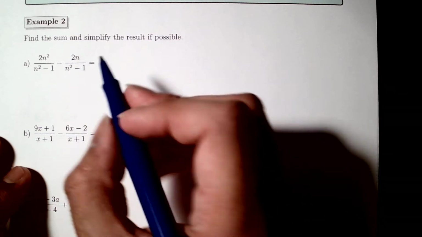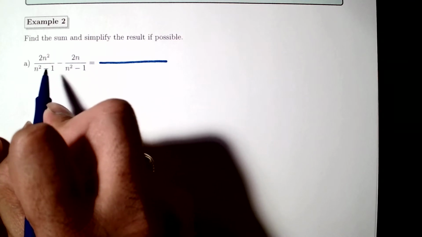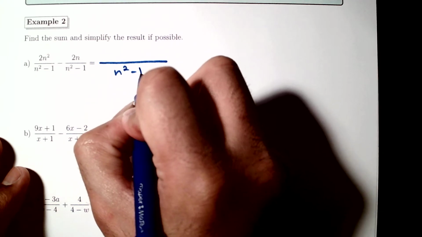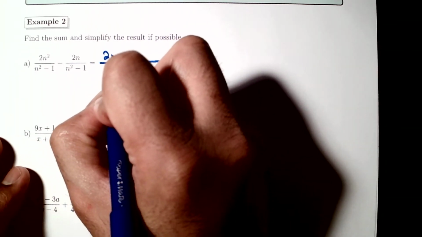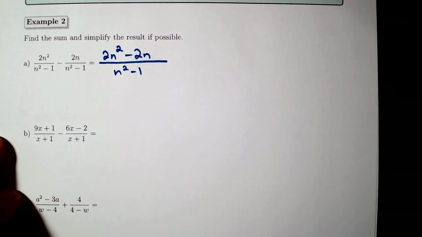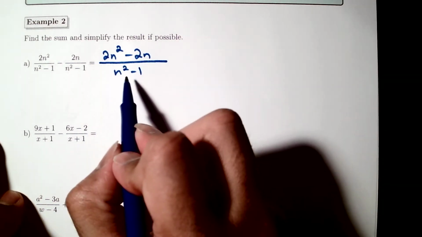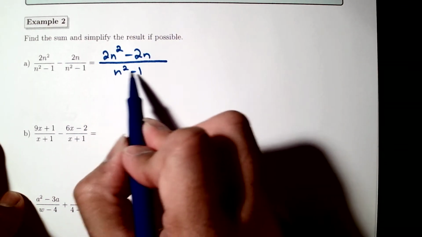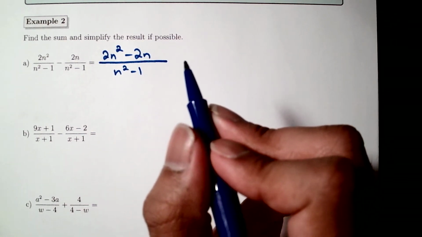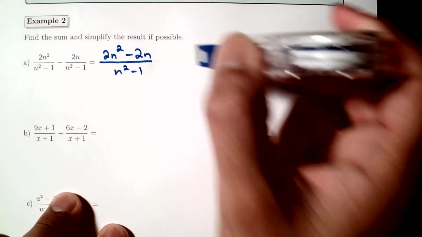And in this case we can just combine this together because we have the same denominator, n squared minus 1, n squared minus 1. And all we do is 2n squared minus 2n. So that is our potential final answer. However, we are not done yet, because if you look at these expressions, we can factor them out. So potentially this could be the final answer, but this is not going to be it, and you will see why.